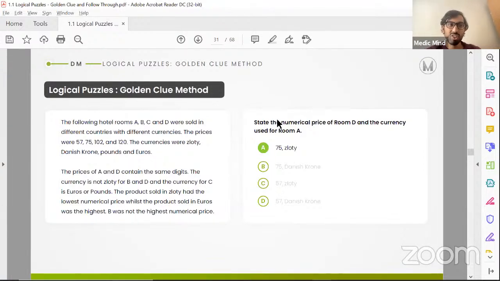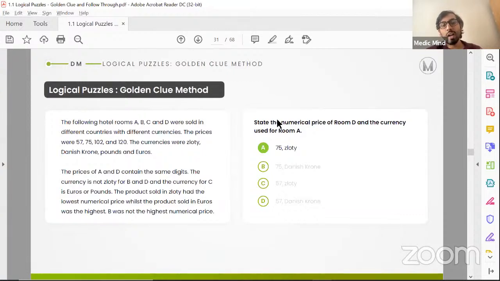So just have that at the back of your mind. There may be a few items which are highest, lowest. So I'd say that's probably the most important thing. Another question someone had was, does the golden clue method only work for logical puzzles? I'd say it's something that we use specifically for logical puzzles. It can be applied for other sections of the UCAT, but from our research we found this to be one of the more effective methods.